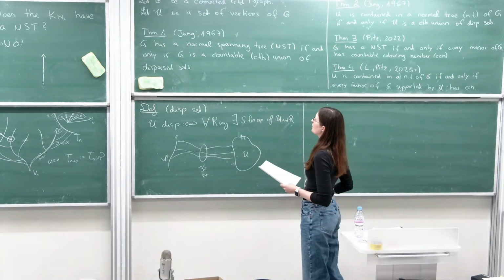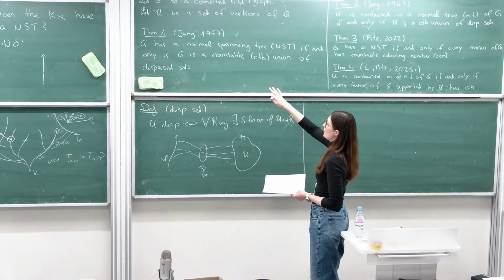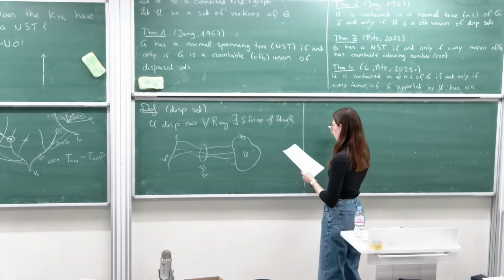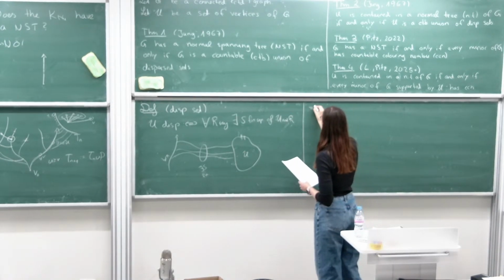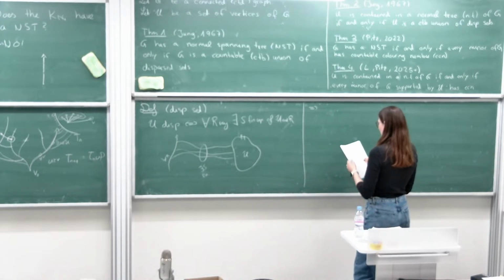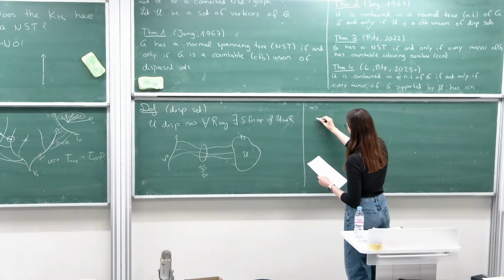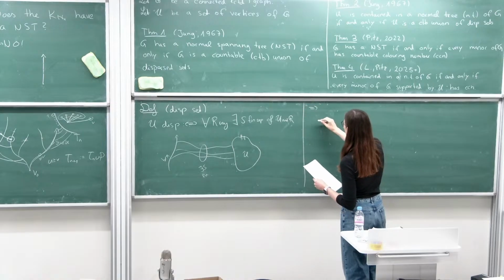And now I would like to give you the idea of how this proof works. I'm going to start with the forward implication. What we do is, we have a normal spanning tree.